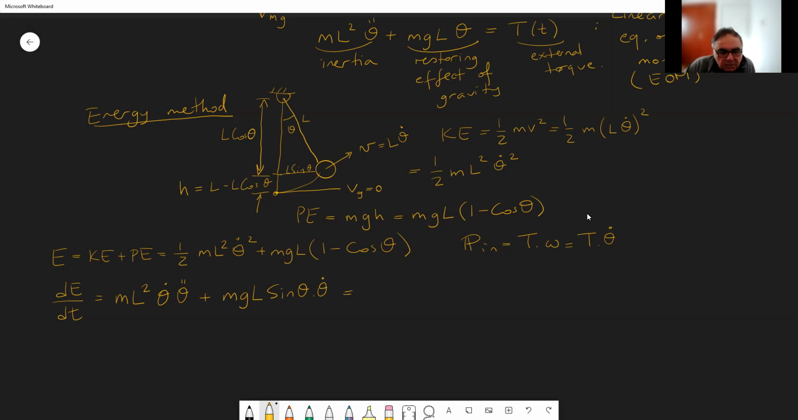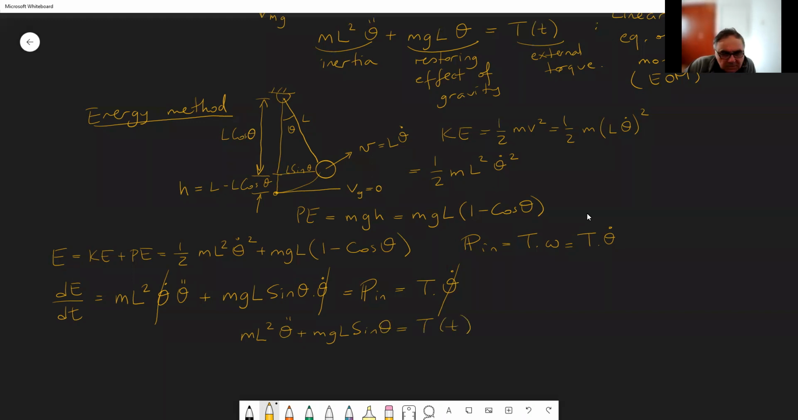Power is equal to input power, which is equal to 3 times theta. As we see, we have theta dot terms in all of these, which get cancelled, and we get the same equation as above: ml squared theta double dot plus mgl sine theta.